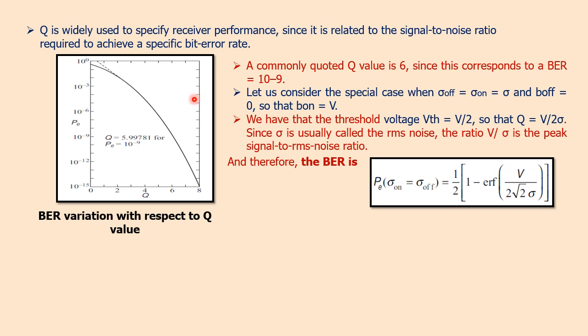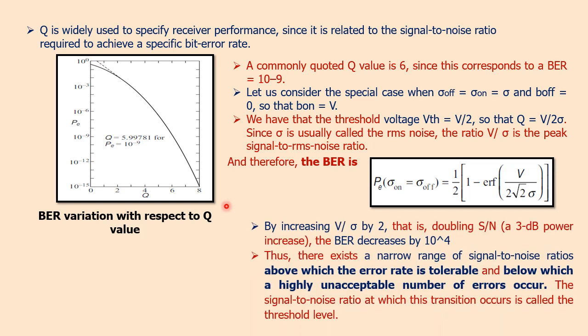Let us consider a special case when sigma off and sigma on are equal to sigma, and B off and B on are equal to B. That is, B off is equal to 0, so that B on is equal to B. In that case, we can write the threshold voltage as V by 2, that is half of the peak voltage, and at the same time we can find the Q value as V by 2 sigma. This Q is widely used to specify receiver performance, since it is related to the signal to noise ratio, which is necessary to achieve a specific bit error rate. So it is necessary to consider the value of Q, and we will be considering that Q value as 6.